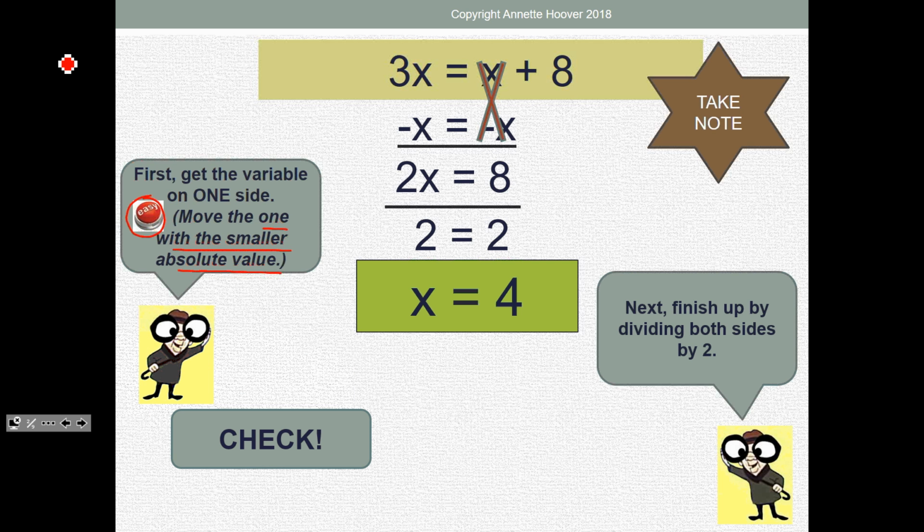If we were to plug that back into the first equation, 3, and instead of x, we plug in 4, so 3 times 4 is 12 on the left side of the equation. And if we plug in x on the right side, 4 plus 8 is also 12. And 12 is obviously equal to 12, so it checks.